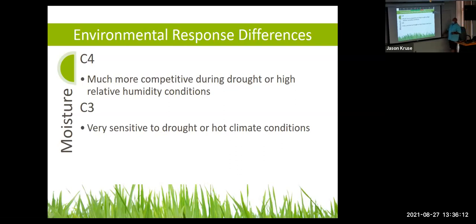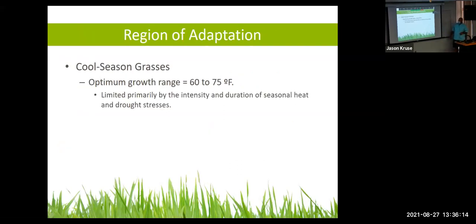C3 grasses are very sensitive to drought and hot climates. This is the temperature range. I was off a little bit. So the optimum range, when I mentioned it before, for cool season grasses is 60 to 75 degrees. Doesn't mean they can't grow outside of that. With cool season grasses, they will stay green even under frost and snow. So the only time you really will see a cool season grass go dormant, where it starts to turn brown, would be under drought stress. Actually, really, it's primarily drought stress or heat stress.